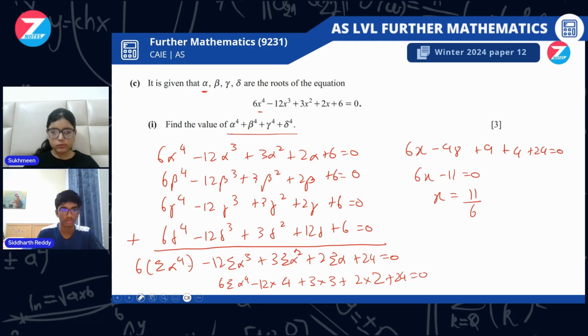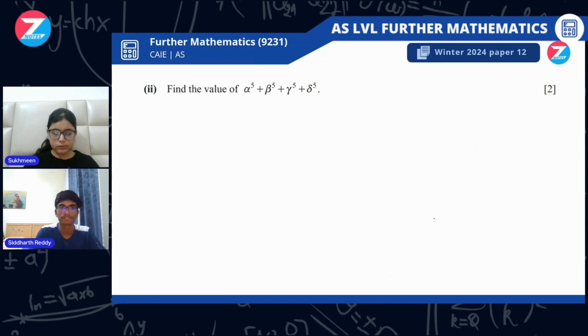So the sum of the roots taken to the power 4 is equal to 11 by 6. This is the final answer. Find the value of the sum of the roots to the power 5.